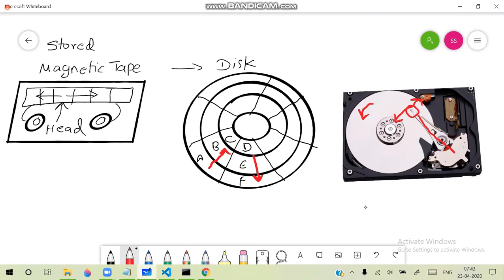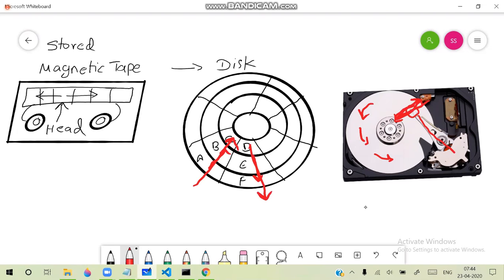And the disk will rotate round. But the read-write head will be moving like a wiper, left to right. That means the read-write head is going to read the data in this way, and in this way.